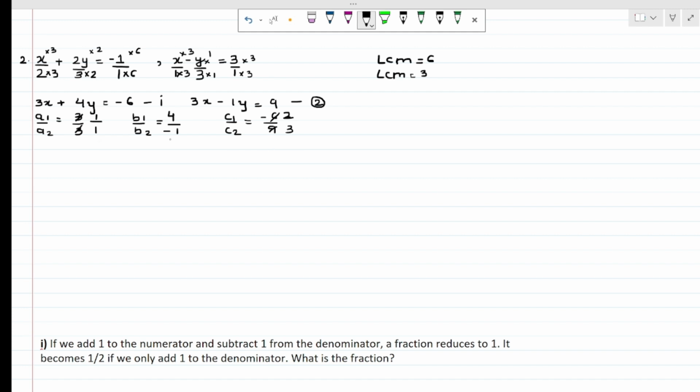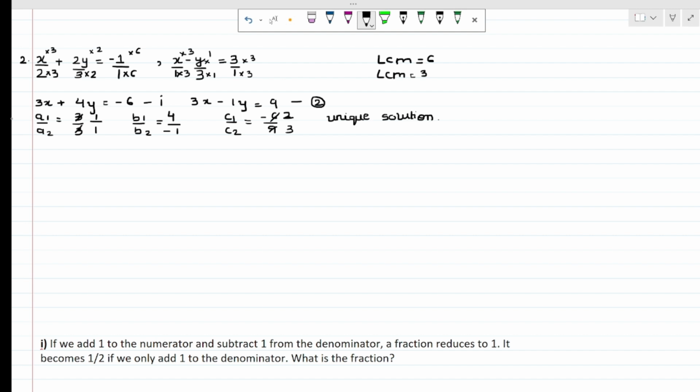Is anything in A1 upon A2, B1 upon B2, or C1 upon C2 the same? No, nothing is similar. That means you have a unique solution. What you have is a unique solution. Okay, that means you can solve this equation. So how can I solve this?